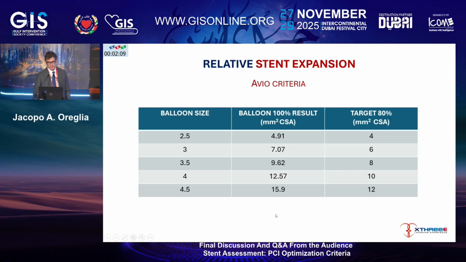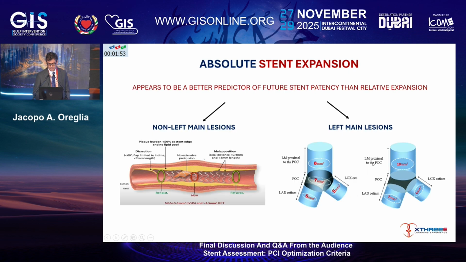And this is a very simple table that tells you which is the theoretical result after balloon dilatation with different sizes. For example, a 3.5 is 9.62, and the target is 80%. Let's say this is 10. Our 80% is 8 square millimeters. This is particularly true for the left main lesions.